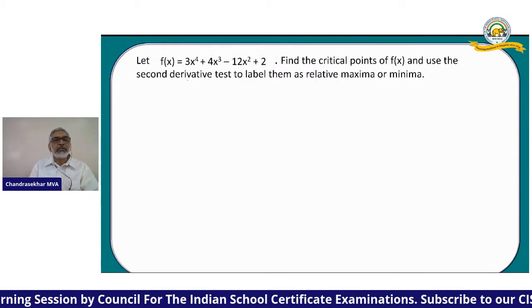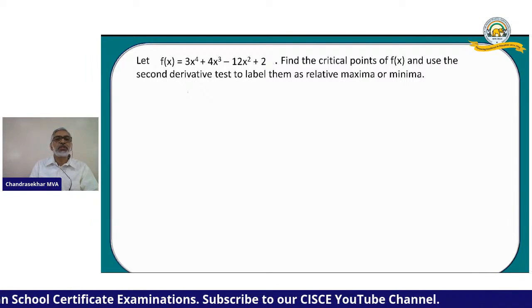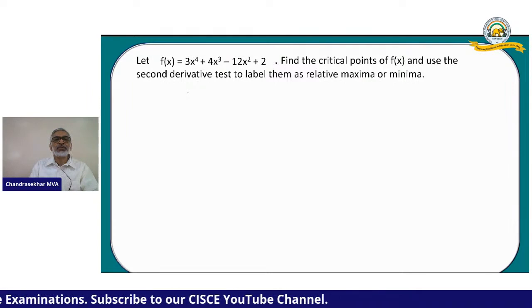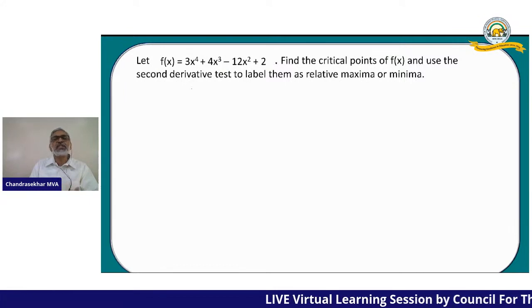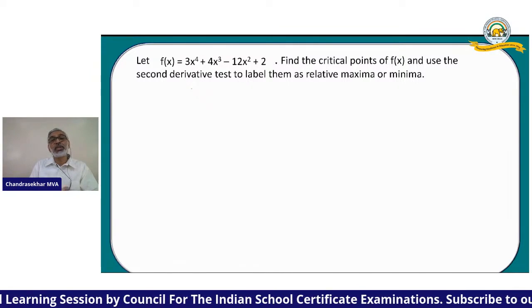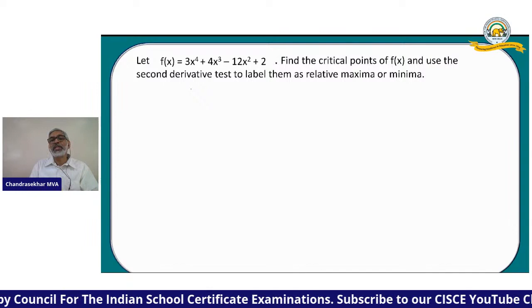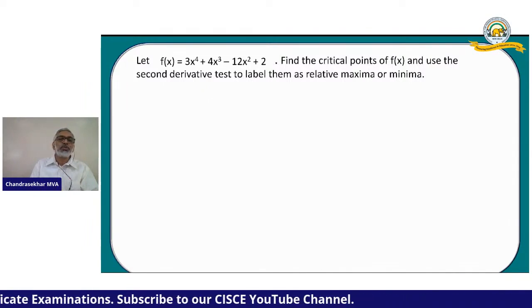Given that the function f of x is equal to 3x to the power of 4 plus 4x cubed minus 12x square plus 2, find the critical points. Critical points means turning points of the function f of x. Use the second derivative test to label them as relative maxima or minima. So what is the working rule?